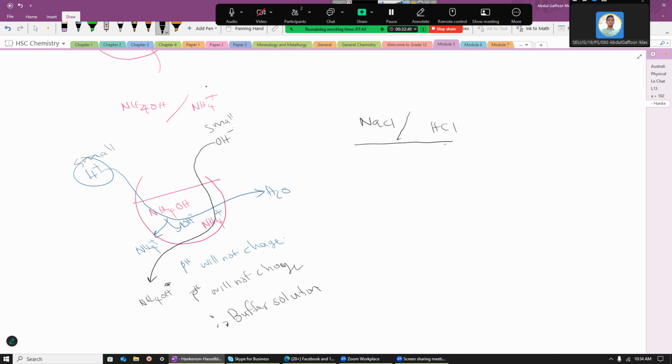NaCl and then HCl. So it can't. It is obvious, right? Because why? Even though you put H plus and OH minus, H plus cannot react with or combine with Cl minus to produce HCl. So definitely the added H plus concentration will influence the pH, right?